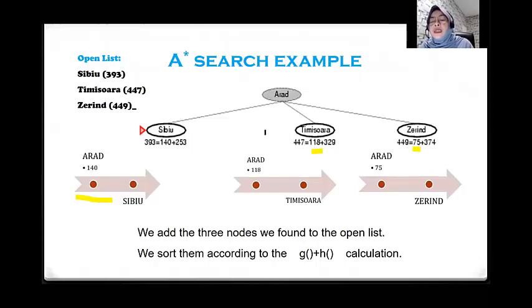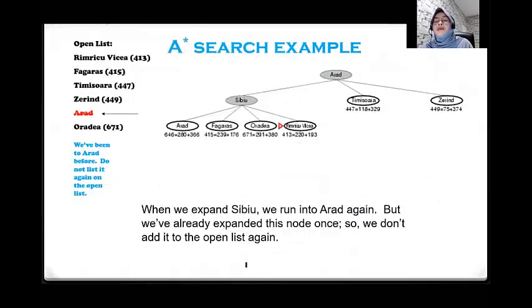So based on this estimated distance, we sort the list. The top in the list is Sibiu, that is 393 distance. So we add the three nodes to the open list. Now, when we expand Sibiu, we run into Arad again. But we have already expanded this node once, so we don't add it to the open list again. So we remove Arad from the list.